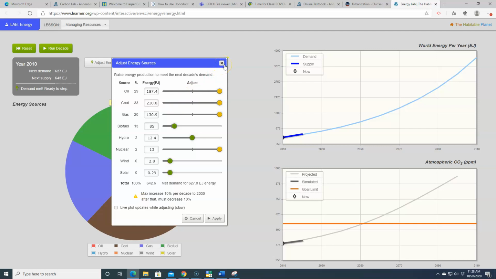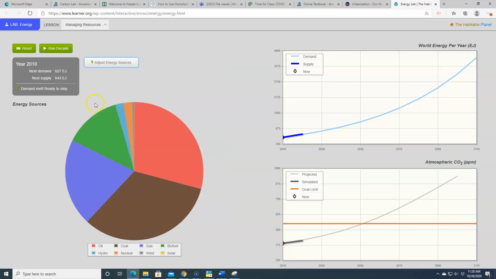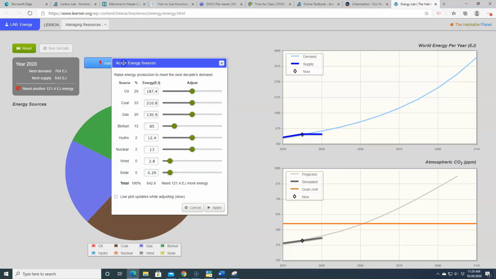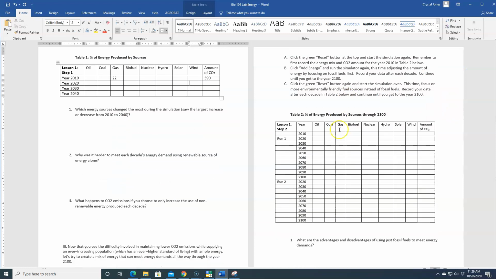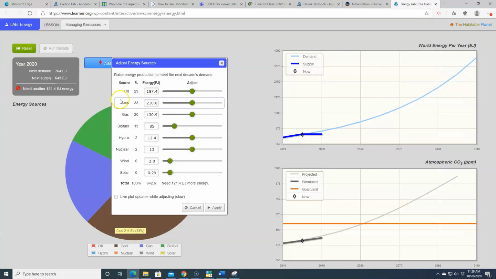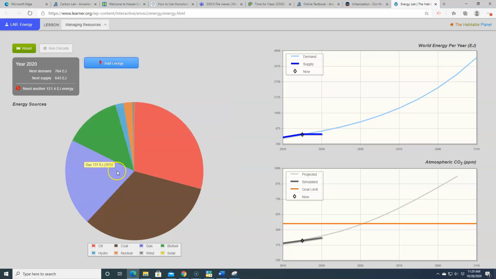Once again, we are trying to get to the next decade and the next decade and the next decade. So you'll hit run decade each time, and then add energy. Okay, so run decade, add energy, run decade, add energy, and then you adjust the sliders. So it's pretty straightforward. And hopefully the numbers are a little bit clearer than they were in the carbon simulation. You are simply keeping track of the percentages. You can either get those from the original pop-up window here, or you can get them from the pie chart down here. It doesn't matter, it's the exact same information. And once again, you are tracking the CO2 in the atmosphere.